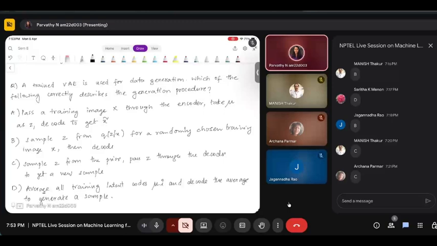After a VAE is trained, it is used for data generation. Which of the following correctly describes the generation procedure? Pass a training image X through the encoder, take mu as Z, and decode to get X tilde. Sample Z from Q of Z given X for a randomly chosen training image X and decode. Sample Z from the prior and pass Z through the decoder to get a new sample. Average all the training latent codes and decode the average to generate the sample.